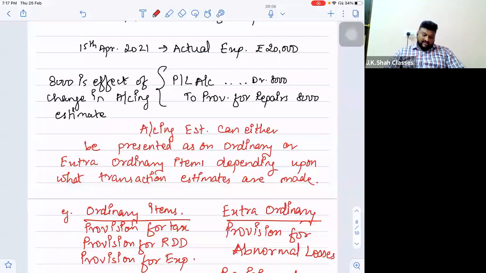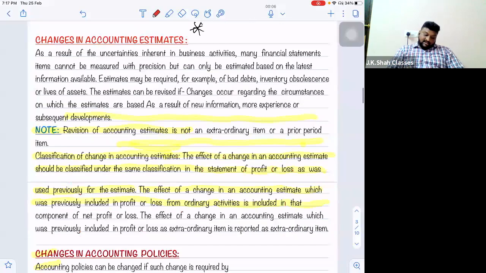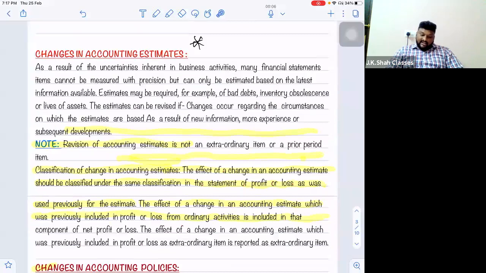Now, please have a look at the paragraph that is given for accounting estimates. What it says: as a result of the uncertainties inherent in business activities, many financial statement items cannot be measured with precision, but can only be estimated based on the latest information available. Estimates may be required, for example, for bad debts, for inventory obsolescence, meaning outdatedness of inventory. So you have to work out the estimated NRV, and the life of the asset. These are the examples which I already gave you.